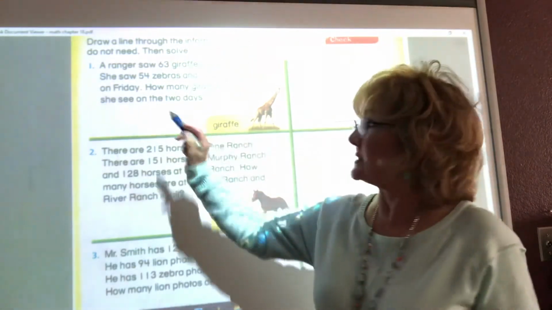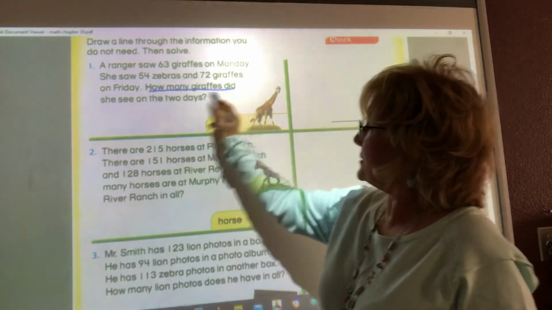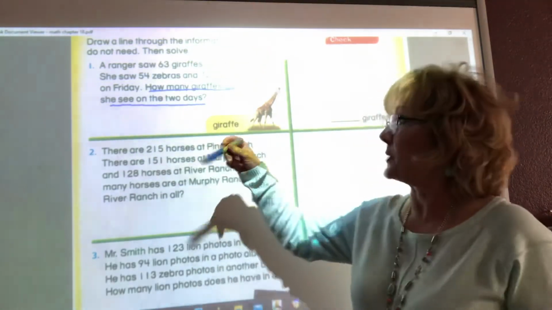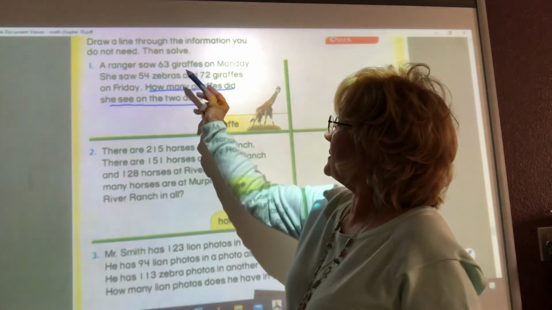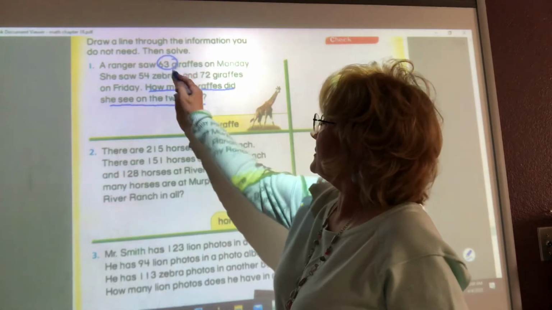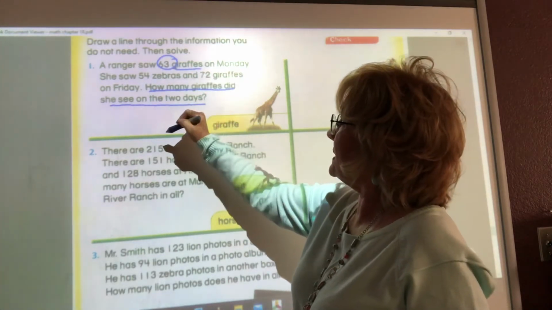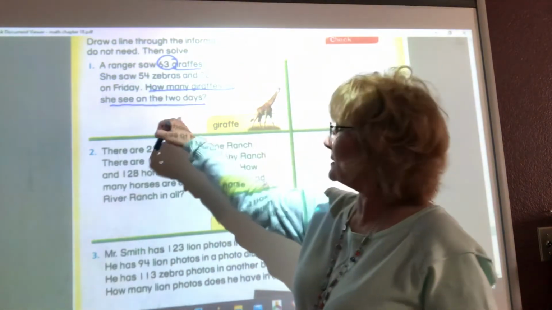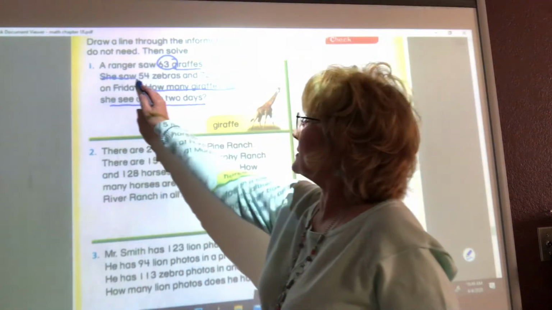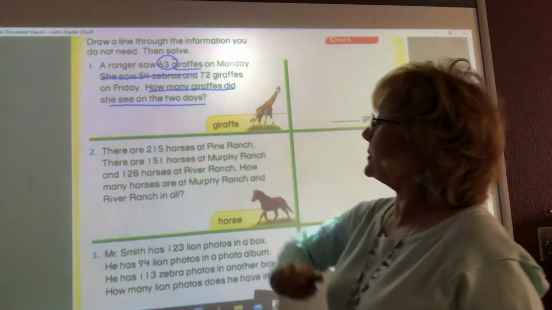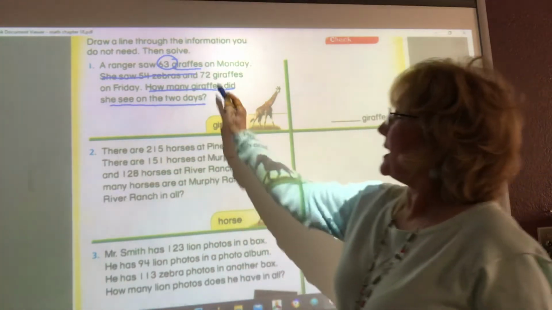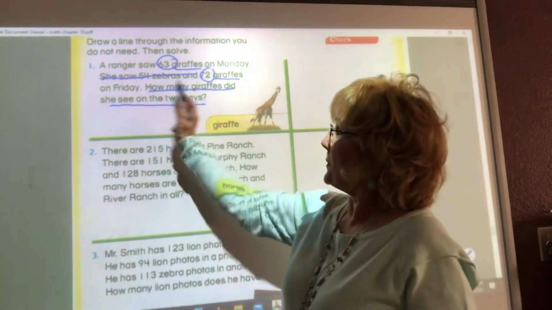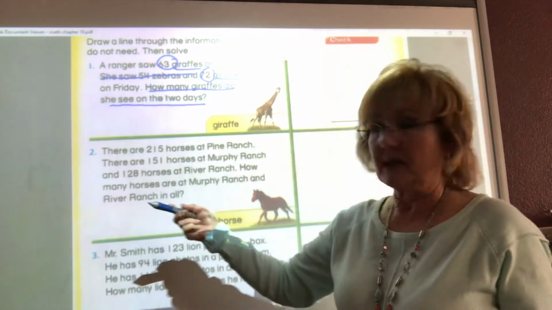So I think the best thing to do is read the question. How many giraffes did she see on the 2 days? So we are concerned about giraffes. I see a number, 63 giraffes on Monday. I see a number, 54 zebras. Nope, we're looking for giraffes. So draw a line through the 54 zebras, and I see 72 giraffes here. And how many on the 2 days means how many in all.